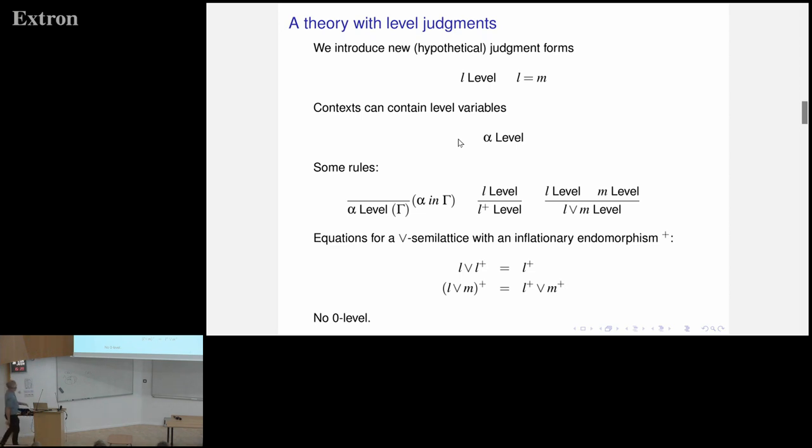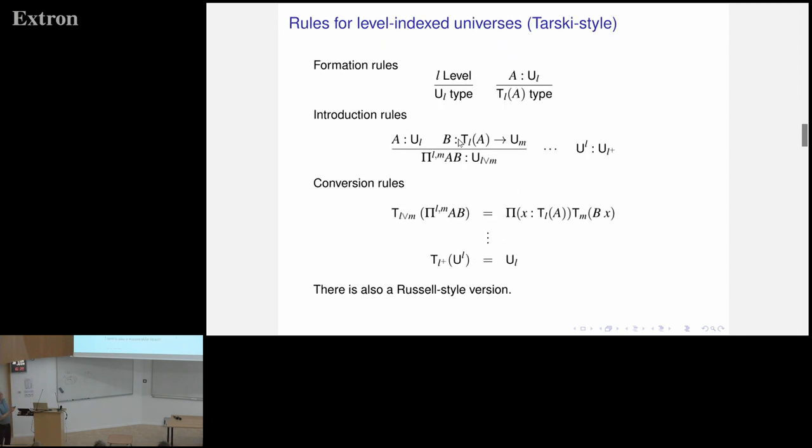Will this work? So let's start with some type theory where we have some basic usual type formers like pi types. So now we can form this level indexed hierarchy of types. So for each level L, we have a universe à la Tarski, consisting of a type U_L, and for each type in U_L, the decoding of that as a type T_L of A.